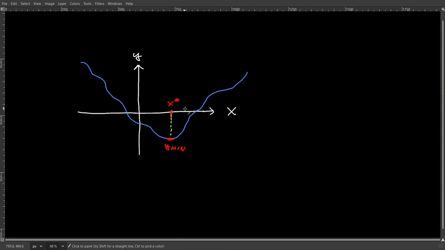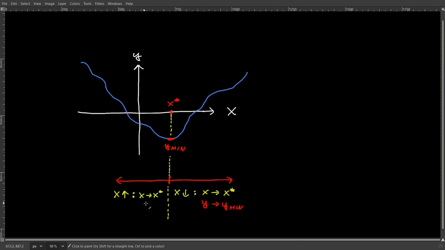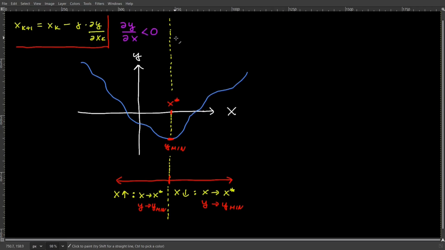This is some complicated relationship, but notice that you still have a minimum point here, y min, that corresponds to x asterisk. When you're on the right side, you want your x to decrease, because then you will approach x asterisk, which means that y will approach y min. And on the left side, you want x to increase, because that's how you will approach the optimal x, and y will approach y min.